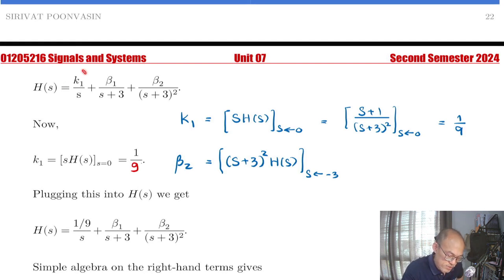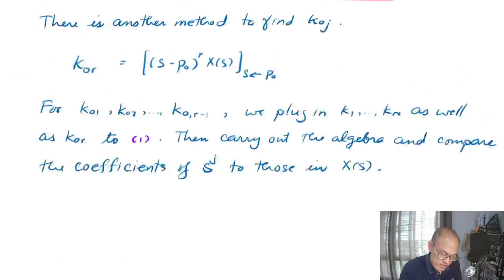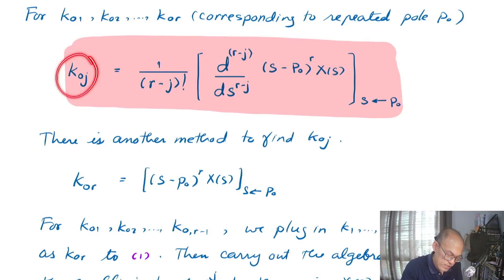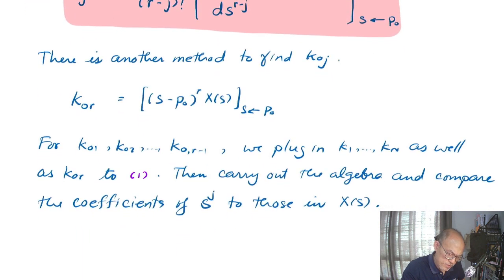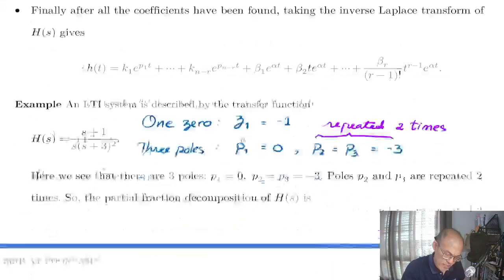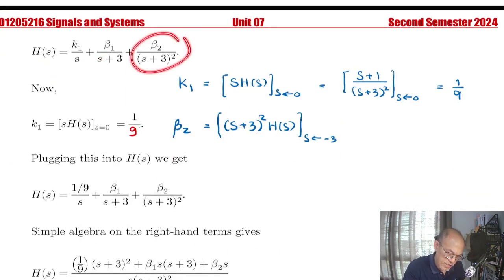Remember, we can find the first term and the last term, as I said earlier. We could find k, the k for the non-repeated pole. We could find the last one here. This is the last one. But we cannot find beta 1 using this formula. No, we have to differentiate, as you have seen.